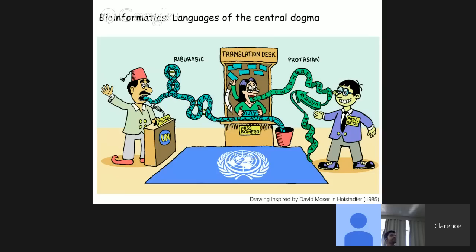So here's a little overview of how RNA is translated into protein.